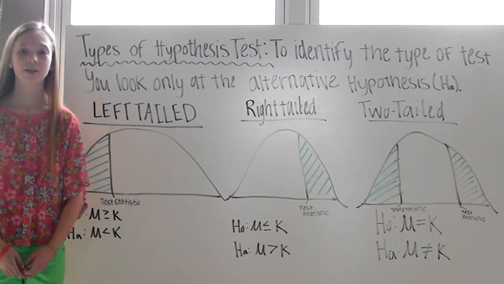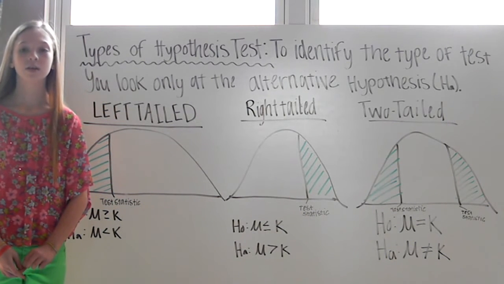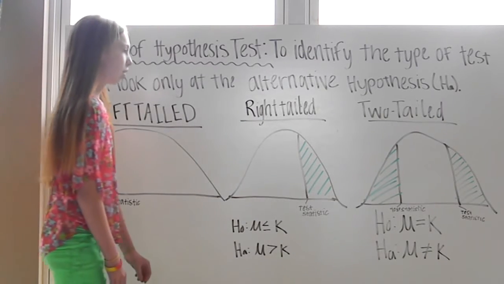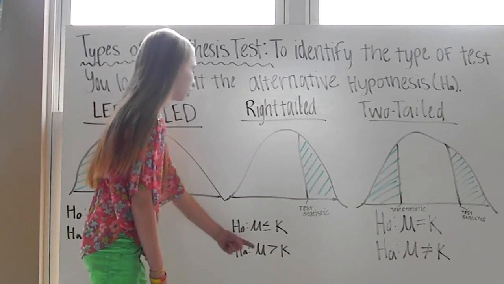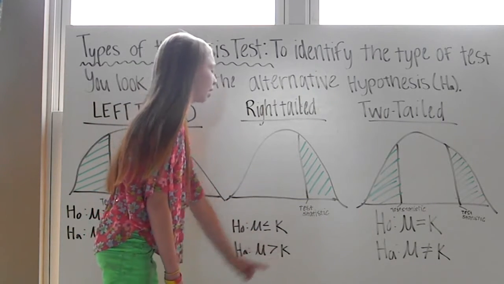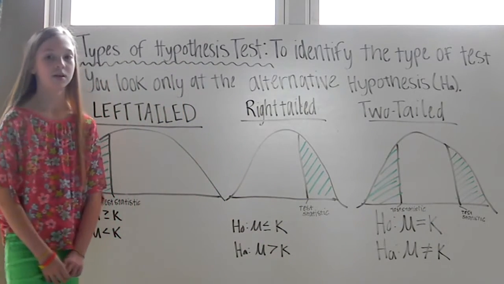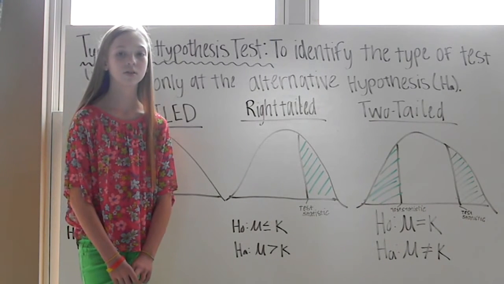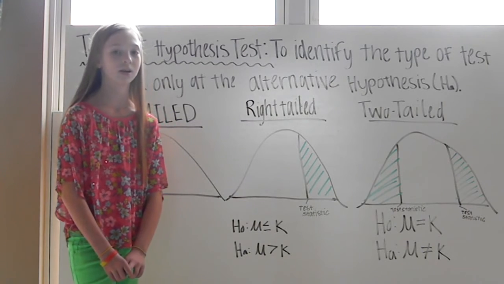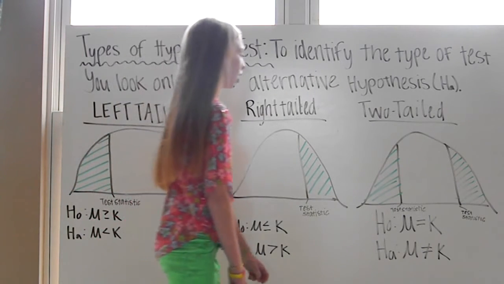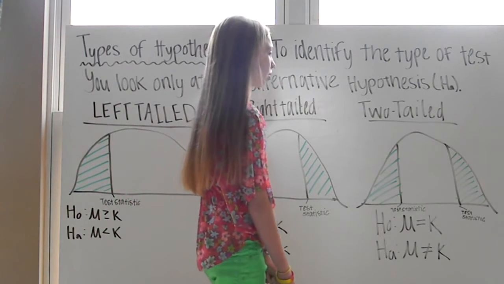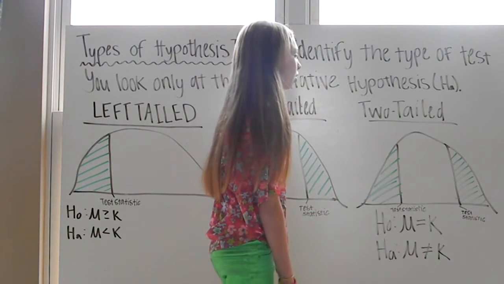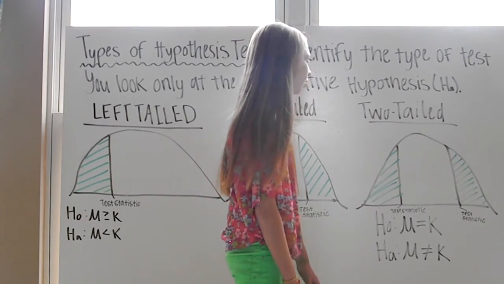If the alternative hypothesis contains the greater than symbol, it is a right-tailed hypothesis test. The alternative hypothesis says mu is greater than k, so this would be a right-tailed test. When the alternative hypothesis contains the not equal to symbol, the hypothesis test is a two-tailed test. The alternative hypothesis says mu is not equal to k, so this would be a two-tailed test, each tail having an area of half p.